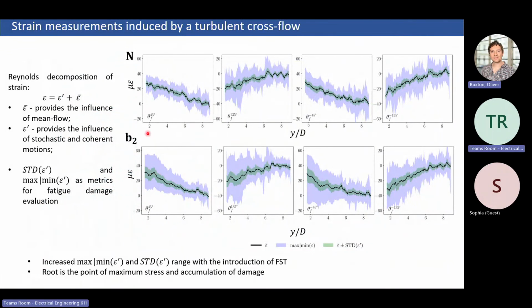So here this is no grid, and this is with turbulence. You can see the mean strain here, the green gives me the RMS, and the blue gives the min-max variation. We can see a substantial enhancement of the fluctuating strain when free stream turbulence is present.